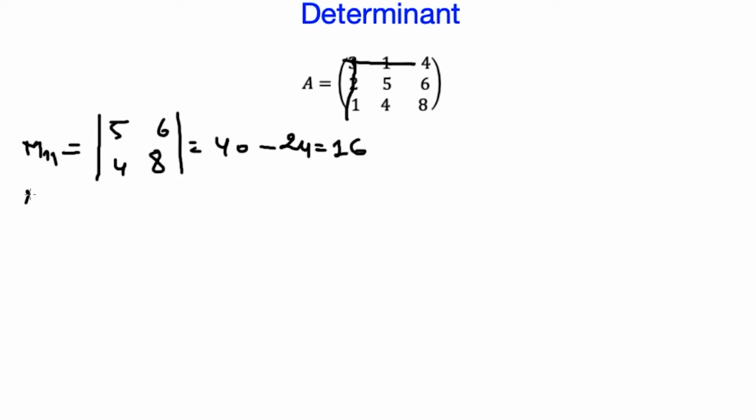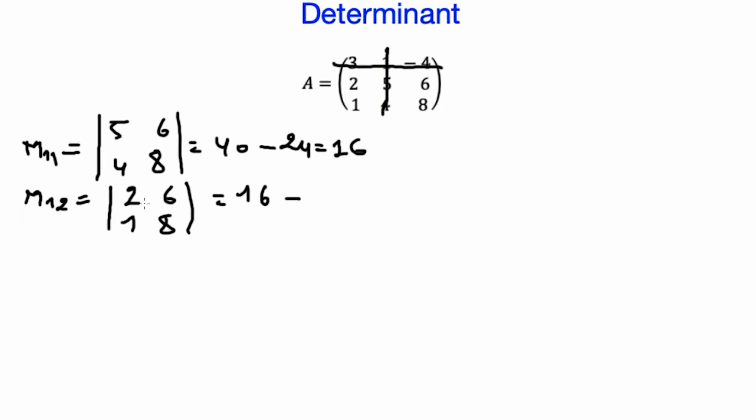And M12, let me write this one here. M12 equals, here, for example, we delete this row and this column, and the submatrix will be 2, 1, 6, 8, which equals 2 times 8, which is 16, minus 6 times 1, so 6, so it is 10.